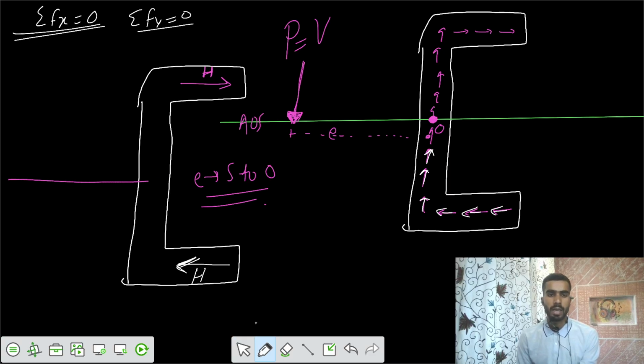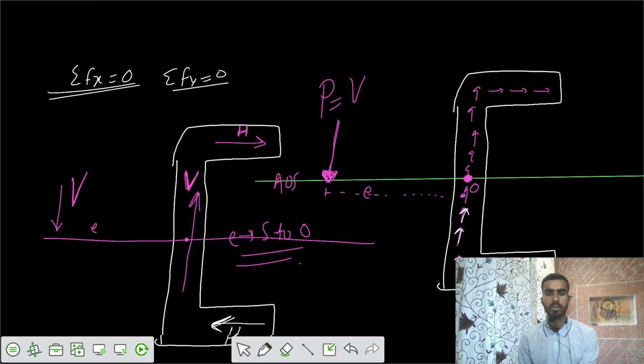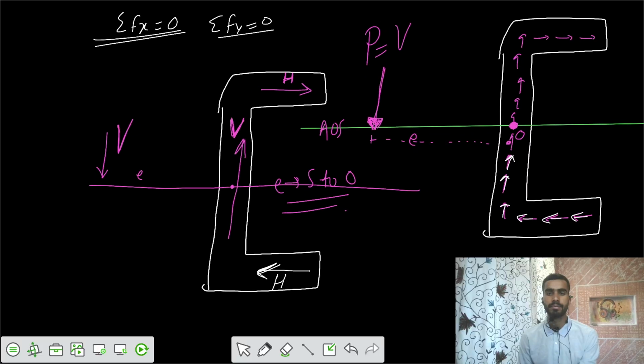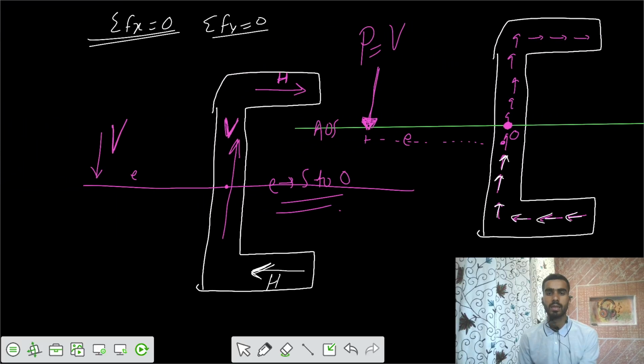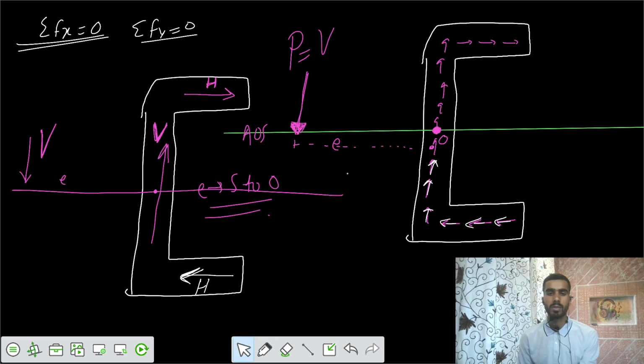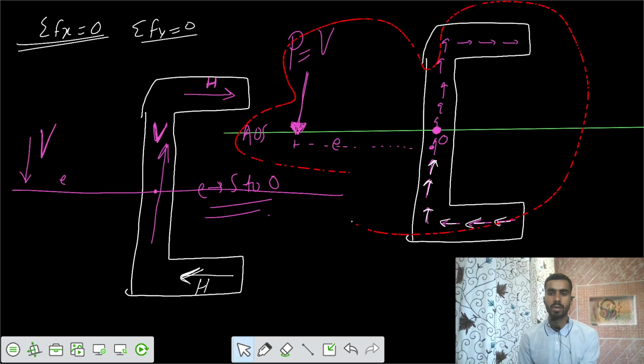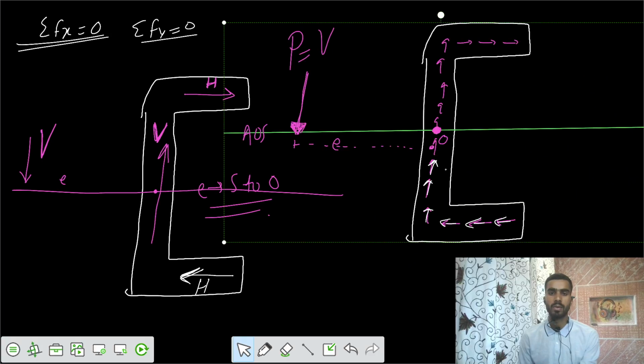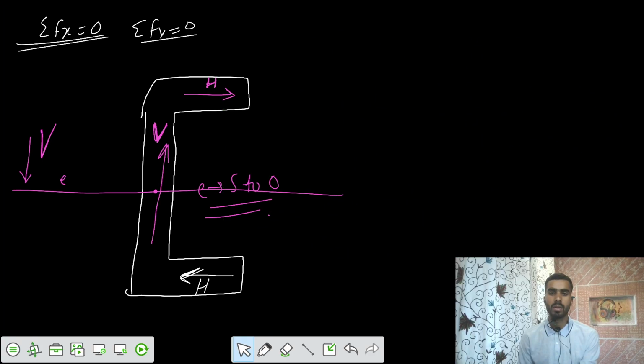And you're applying a load, a shear force V, at some eccentricity e. So there should be some vertical shear force of V in the section, in the web of the member. Can we say that by the equilibrium of forces? Now we can analyze this part.